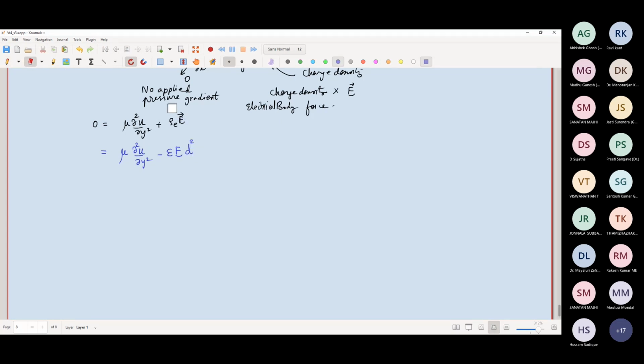So I have written this as E vector, but this is not correct because we have written only the x momentum equation. And in the x momentum equation, we must only consider the electric field component in the x direction. So this is that component.